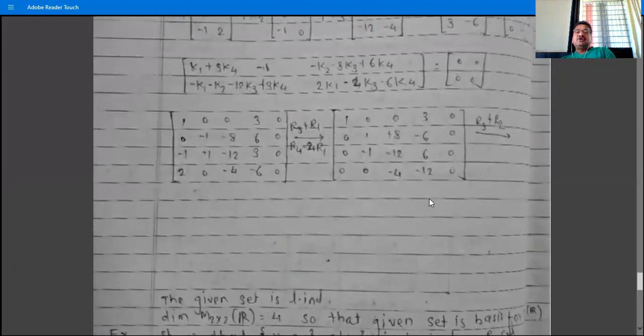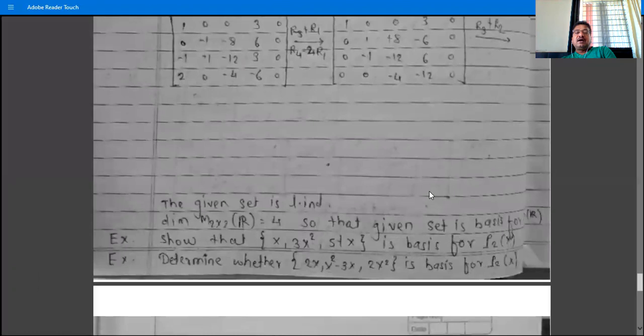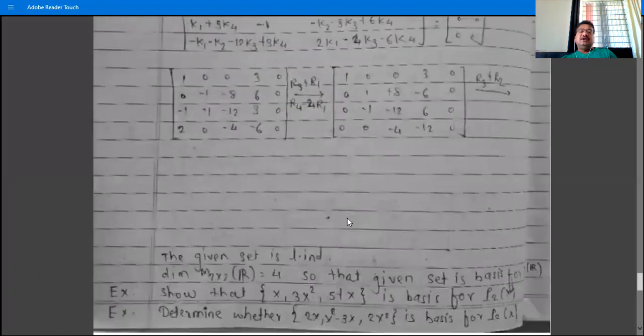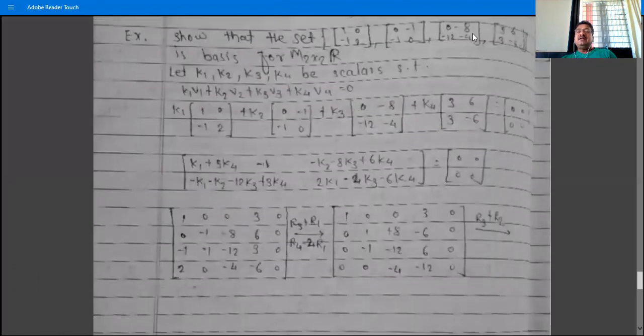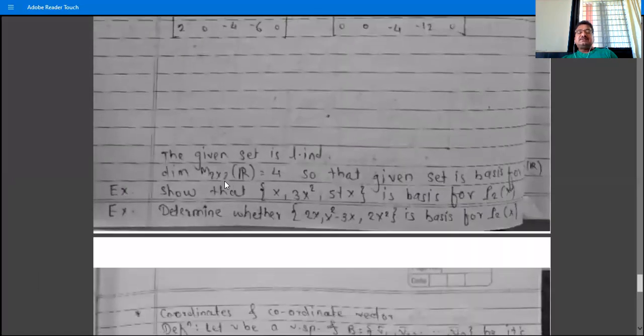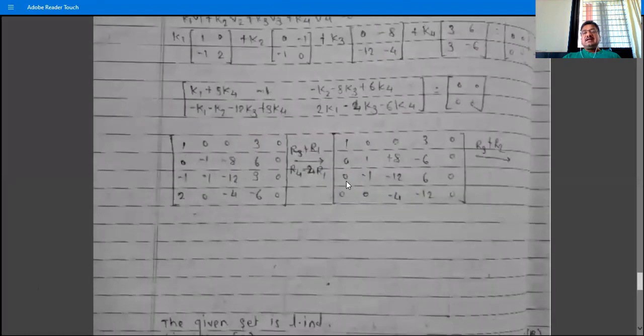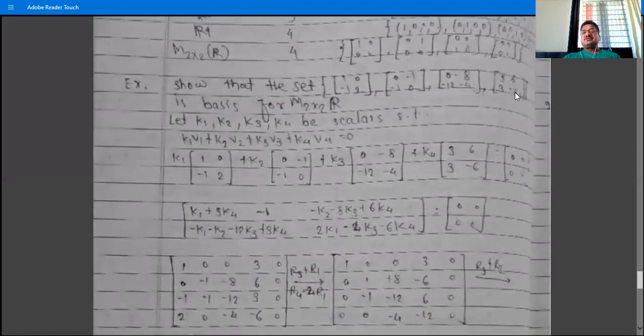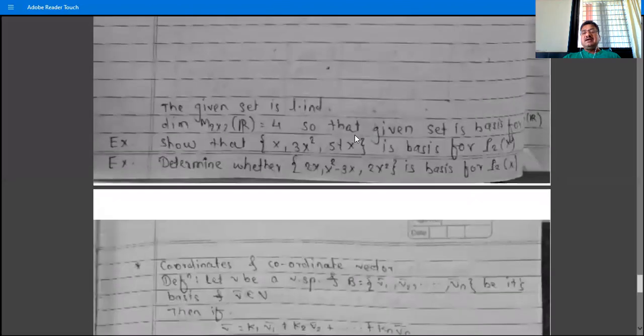We have the values of K1, K2, K3, K4 all equal to 0, and therefore the given set is linearly independent. Then write the sentence that the dimension of M2 by 2 R is 4, and this set contains 4 vectors and is linearly independent, so the set is a basis for M2 by 2 R. These two examples are for homework.